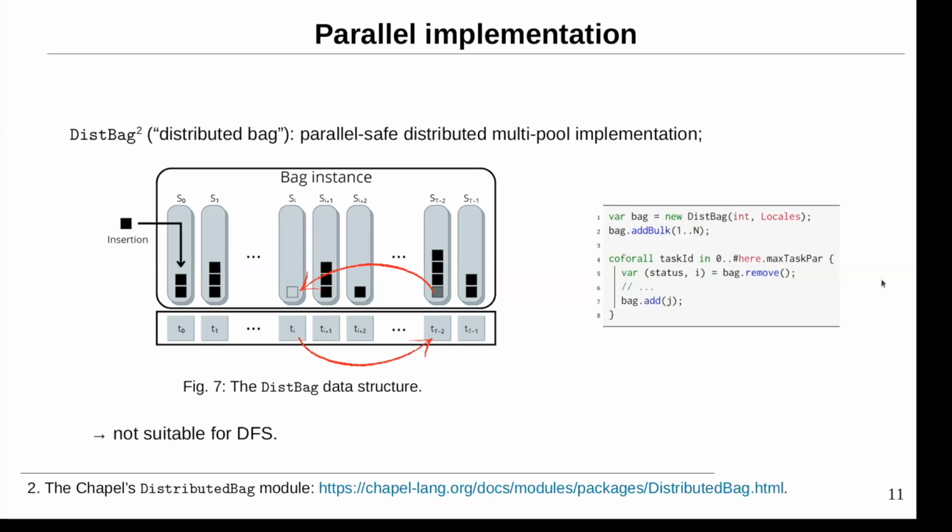So the data structure is very interesting in our context, but there is a problem. The problem is that when we add or remove an element from the bag, the pool is randomly selected. And therefore, we cannot ensure any exploration order, like DFS.